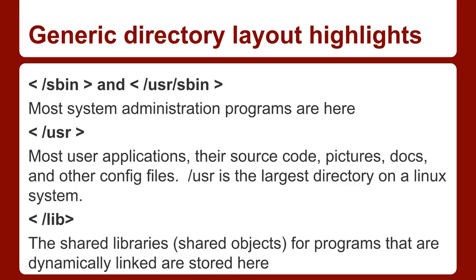So there's a difference between /sbin and /usr/sbin, and usually they are used for system administration programs, and /sbin is where the most common ones will be, and /usr/sbin is where perhaps the custom ones will be. And then /usr stores most user applications and their source code, and any pictures, documents, or perhaps configuration scripts or files that they may use that aren't already located in /etc. It is important to note that this directory is usually the largest directory on a Linux system.